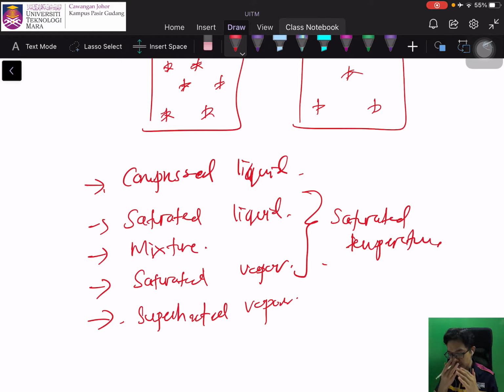So why is there no change of the temperature? Because the energy that we supply during the heating process is used to break the bond or change the phase from one form to another form. Okay, so in this case, the temperature will not change.